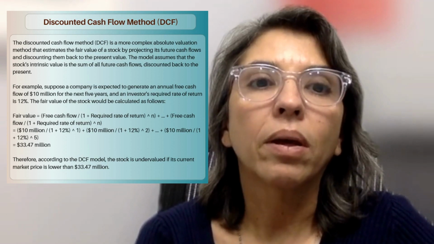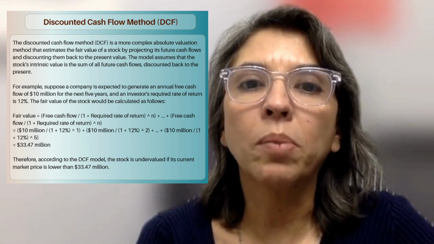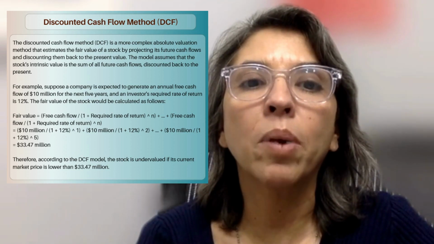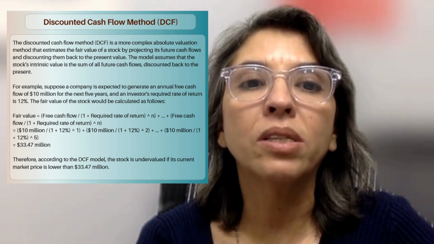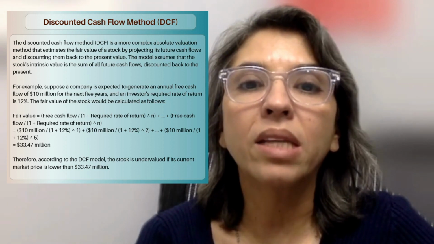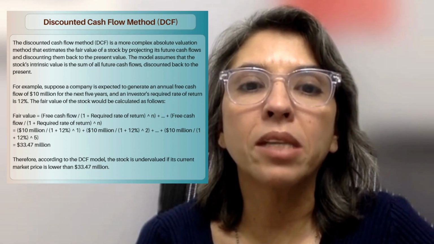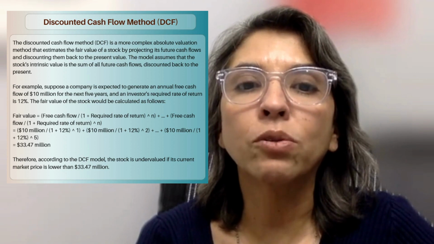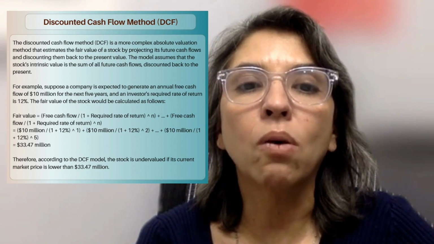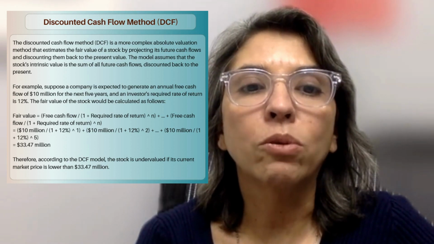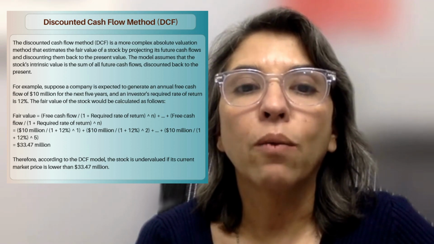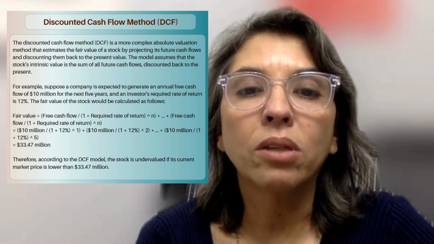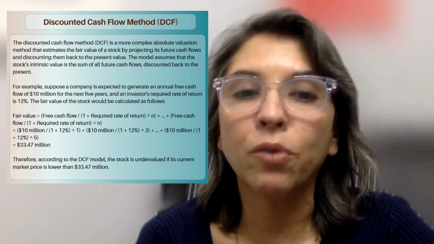Discounted cash flow method, DCF. The discounted cash flow method is a more complex absolute valuation method that estimates the fair value of a stock by projecting its future cash flows and discounting them back to the present value. The model assumes that the stock's intrinsic value is the sum of all future cash flows discounted back to the present. For example, suppose a company is expected to generate an annual free cash flow of $10 million for the next 5 years, and an investor's required rate of return is 12%. The fair value of the stock would be calculated as follows. Fair value equals free cash flow divided by 1 plus required rate of return to the nth power, and so on. So therefore, according to the DCF model, the stock is undervalued if the market price is lower than $33.47 million.